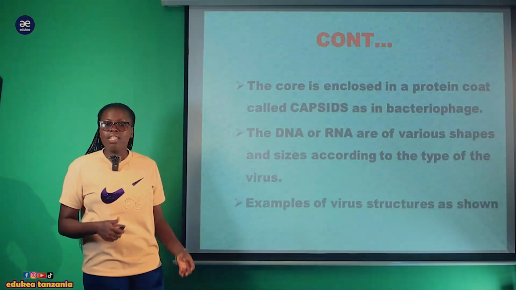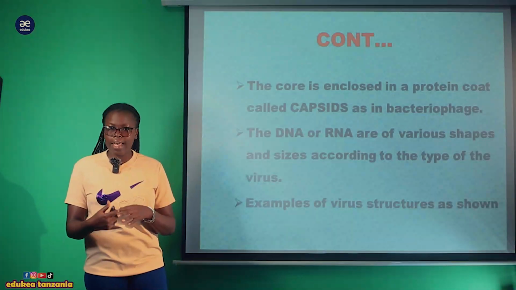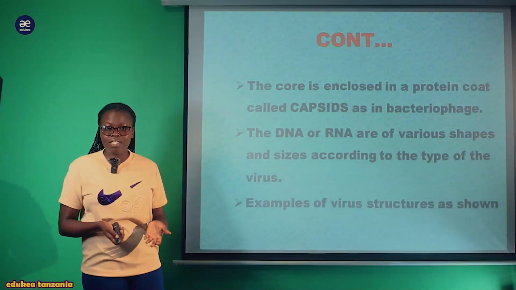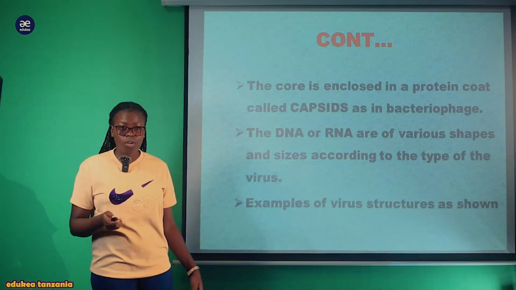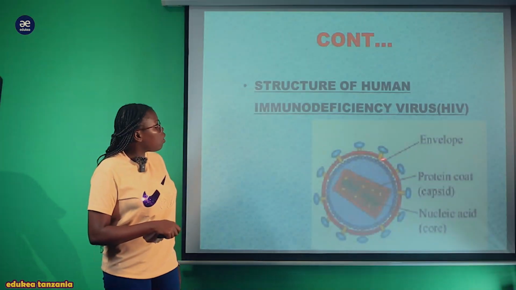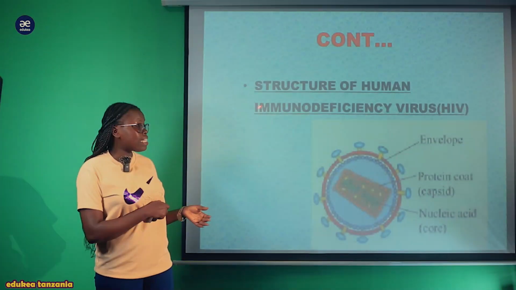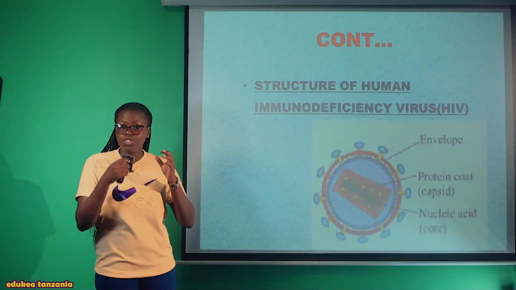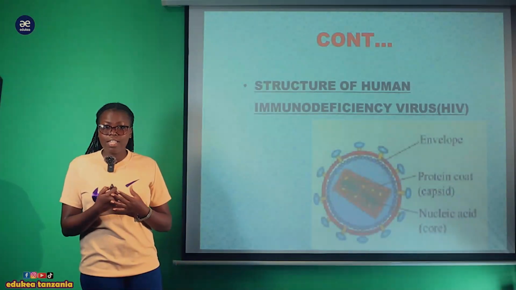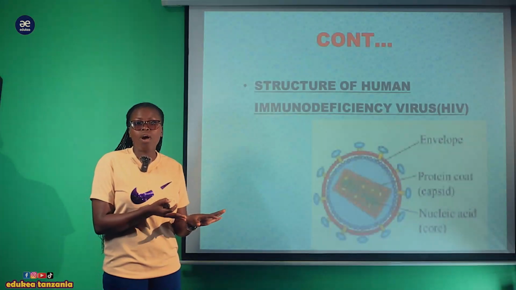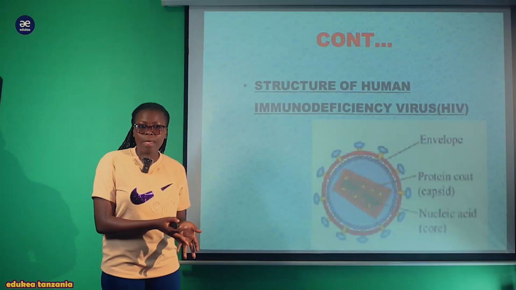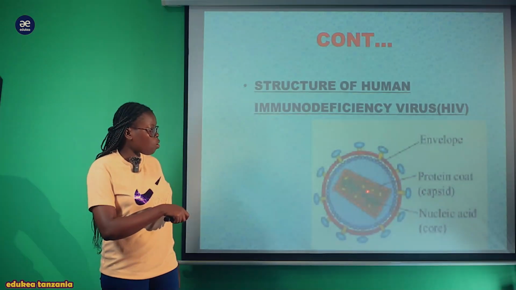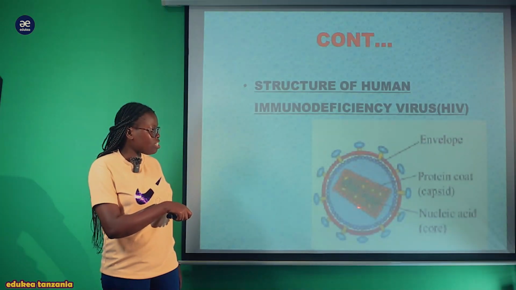Now let us see the shape and the structure of different viruses depending on their structures. We're starting with the first one here. This is the structure of the human immunodeficiency virus, or shortly the HIV virus, which specializes in affecting human beings in the white blood cell. So in this structure we are looking at the core which contains the DNA and RNA, in a disk shape, surrounded with the protein coat called capsid.